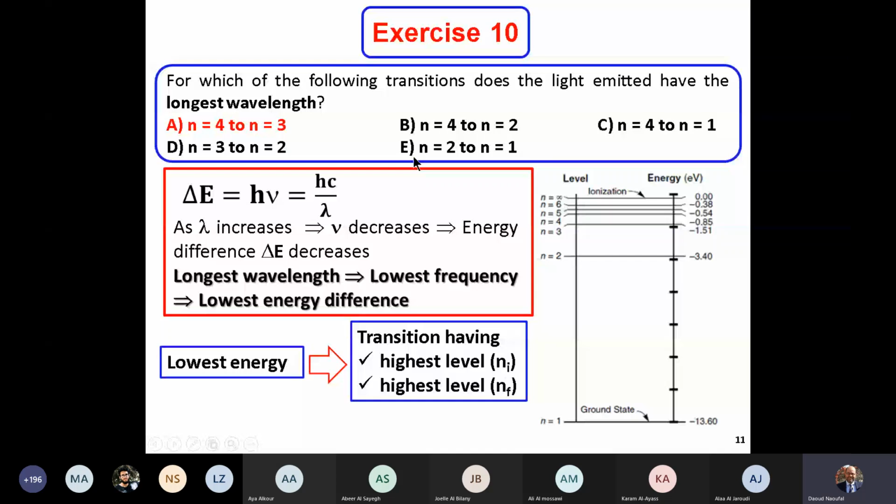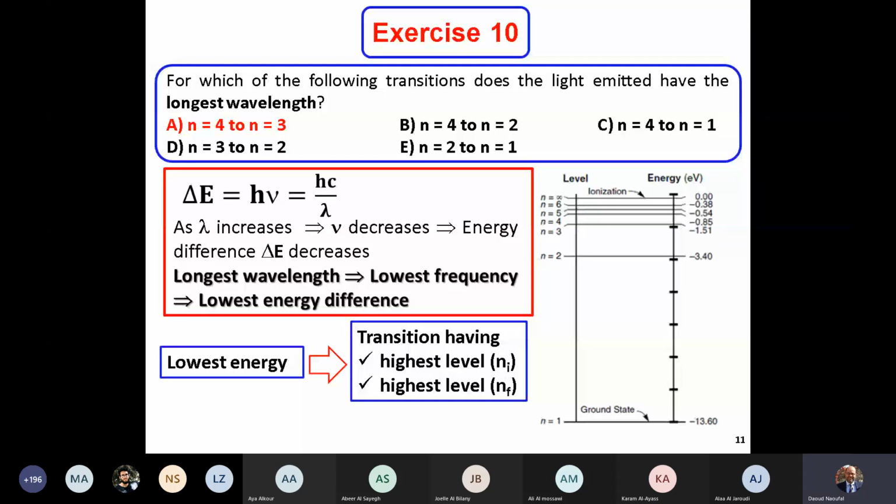So in this exercise, the first method is to calculate lambda when the electron returns from 4 to 3, to calculate lambda when the electron returns from 3 to 2, and to calculate lambda when the electron returns from 2 to 1, then to choose the longest or highest value of lambda, so you can find the answer. But if we want to do 3 calculations, it will take time.